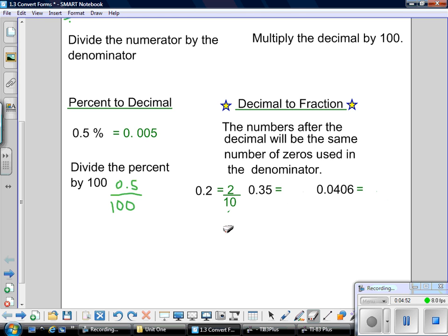Now this isn't in lowest terms because 2 will go into both the 2 and the 10. So to finish this question up, 2 divided by 2 is 1, and 10 divided by 2 is 5. So my final answer there is 1/5. So let's try the next one.